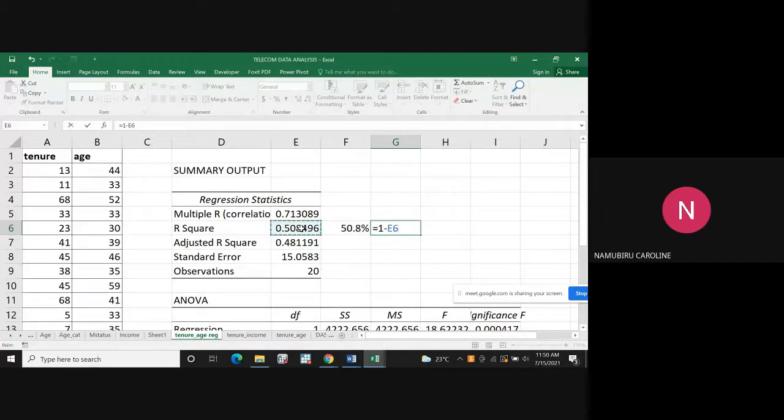So it means that age explains, but its level of explanation is quite, it doesn't have a high explanatory power. Though it explains, the other variables that can affect tenure, the dependent, also take up a big percentage, which is 49, but age explains 50.8. Have you got that? So it's normally values that are above 75%, 80, that are taken as variables that have high explanatory power.